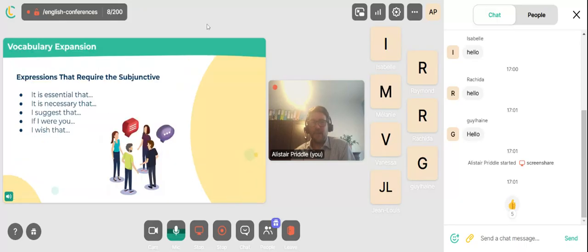So let's have a look at some vocabulary expansion. Expressions that require the subjunctive: it is essential that, it is necessary that, I suggest that, if I were you, I wish that. These are expressions that require the subjunctive.